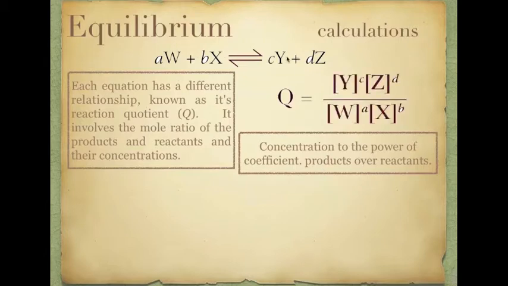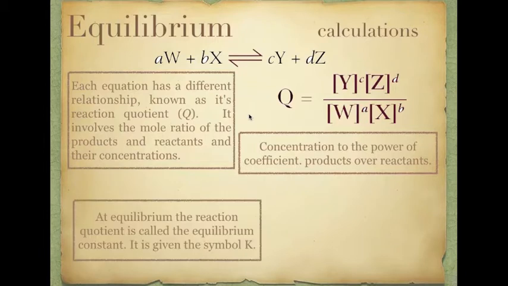So in this example, we've got W plus X goes to Y plus Z, with coefficients a, b, c, d. Now we get products over reactants, so we get the concentration of Y to the power of c, the concentration of Z to the power of d, divided by the concentration of W to the power of a, the concentration of X to the power of b. So it's products over reactants, concentration to the power of the coefficients. This is known as Q, the reaction quotient. It can be calculated for any concentrations whatsoever.